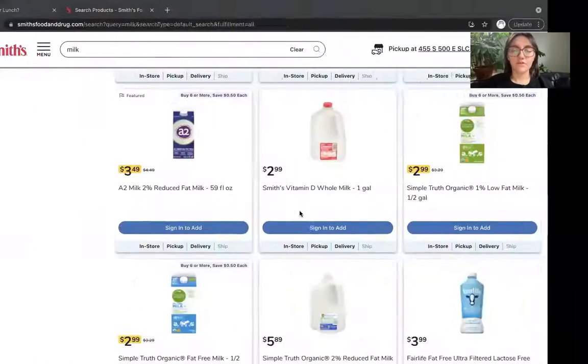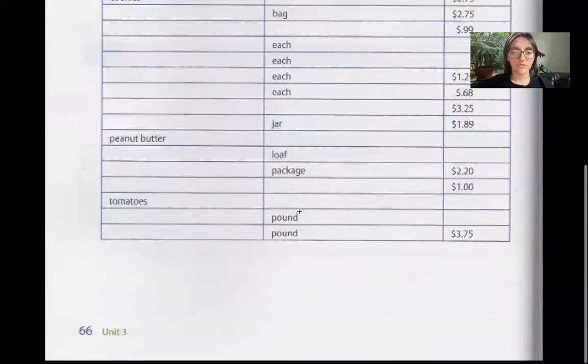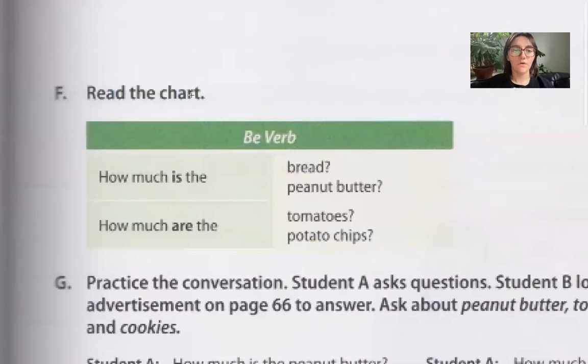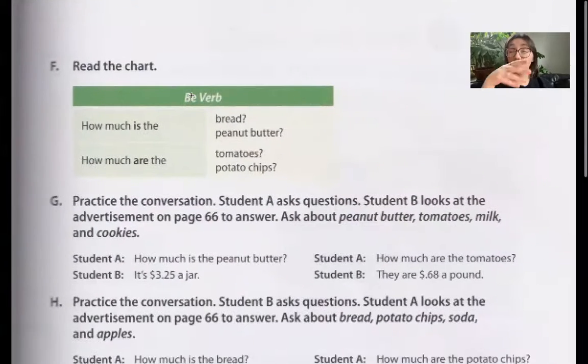Okay, so now let's do some practice of how we use the to be verb when we talk about shopping, right? So if I say, how much is the bread? How much is the peanut butter? But if I say, how much are the, I'm talking plural, right? So how much are the tomatoes? How much are the potato chips?